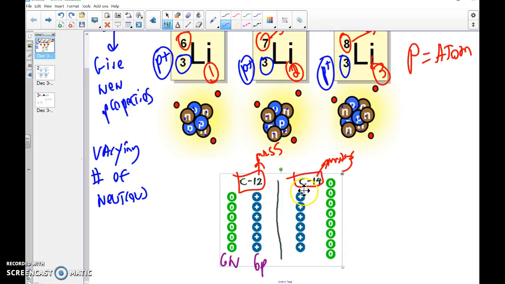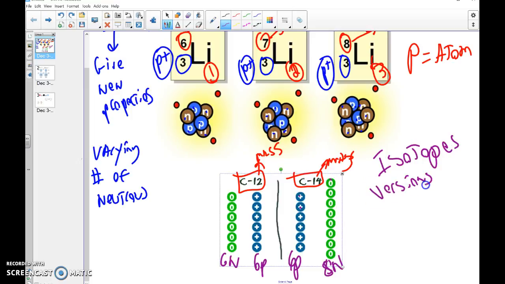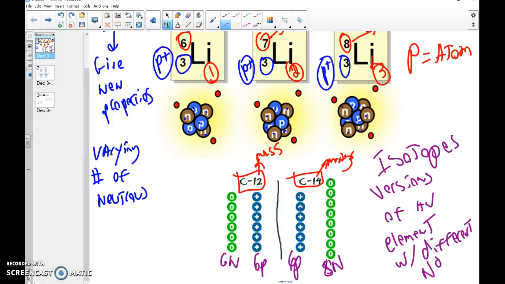Now here you'll notice 6 protons. The number of protons did not change. But I have 8 neutrons. And so there the number of neutrons did change. And so the real heart of this is isotopes are versions of an element with different neutrons. Okay? That's really the heart of what isotopes are.